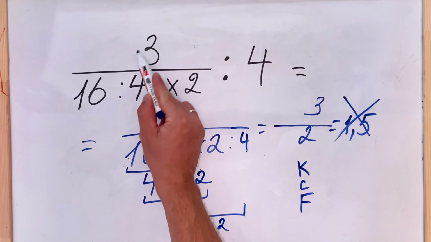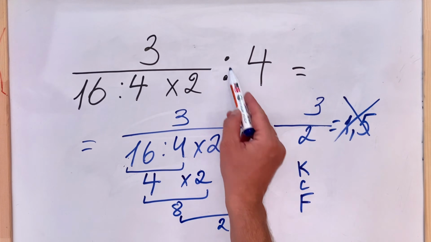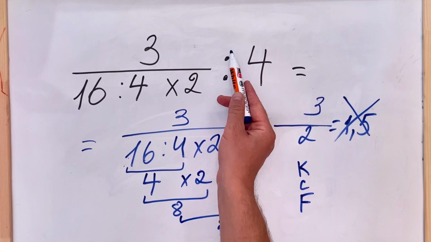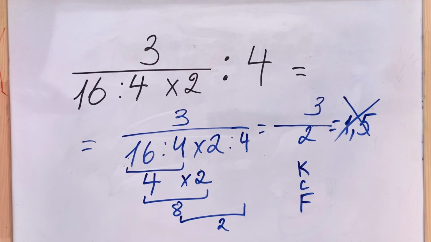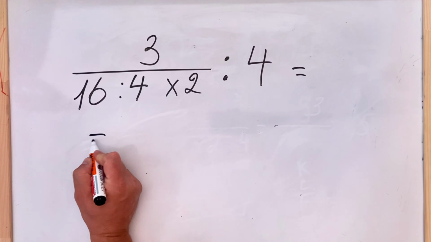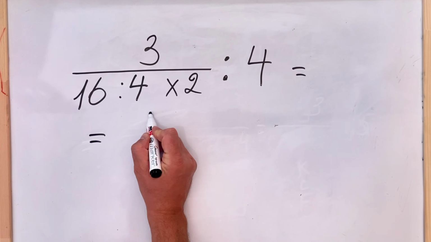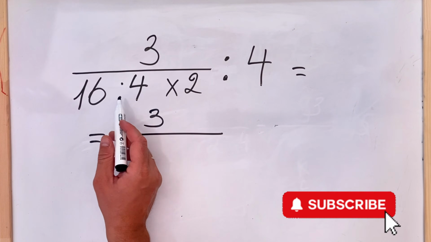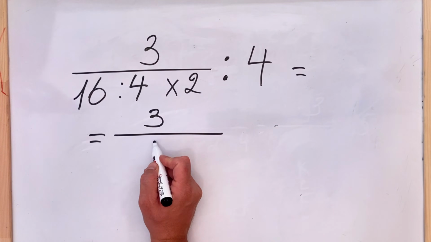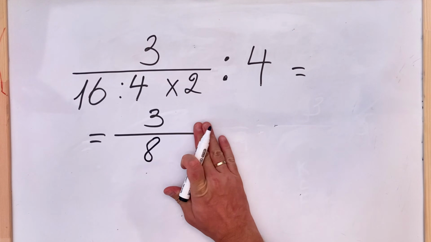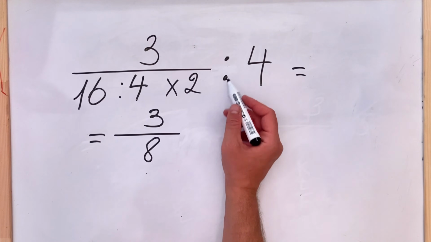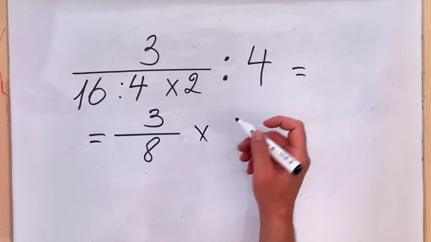the first number, then change the sign, and then flip the second one, here we'll have multiply by 1/4. Therefore, the correct solution would be 3 over 16 divided by 4, we have 4 multiplied by 2. We saw that is 8. And again, the KCF rule, we keep the first number, then we change the sign, and we flip the second one.